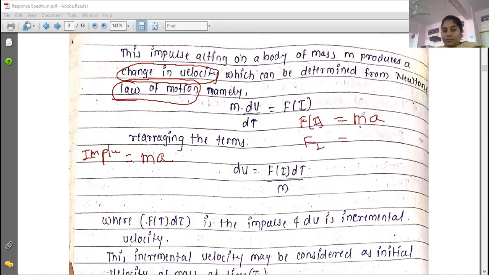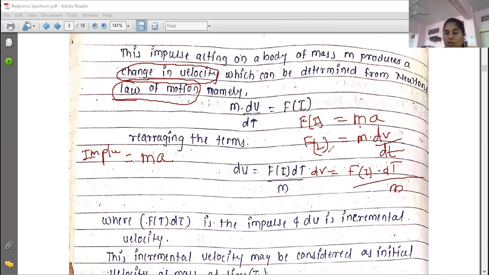The impulse force F_i is equal to mass into acceleration, so acceleration will be equal to dv by dt. That dv by dt is called acceleration. If we rearrange the terms, we get dv equal to F_i into dt divided by m. That is rearranging the terms with respect to the velocity, so dv will be equal to F_i dt divided by m.